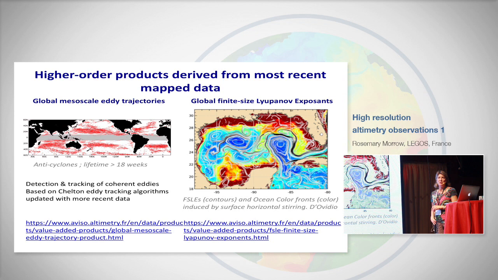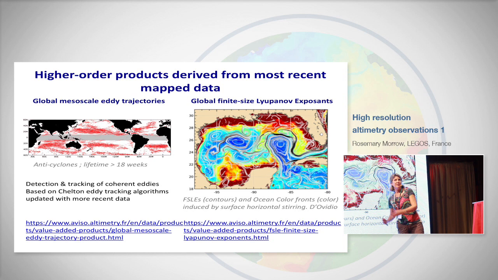In discussing with some of you these last couple of days, I'd just like to say as well that a lot of the higher order products that are based on the Aviso maps are also available, that you can access directly from the Aviso website. So for example, Dudley Chelton's technique of detecting coherent eddies and then tracking them over time, he developed that with past versions of the Aviso maps.